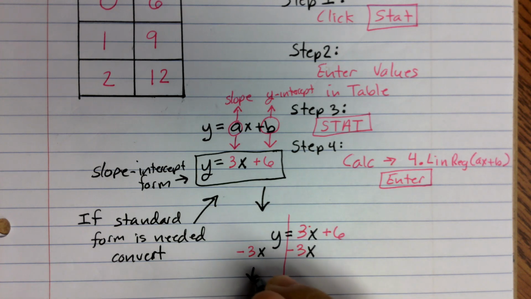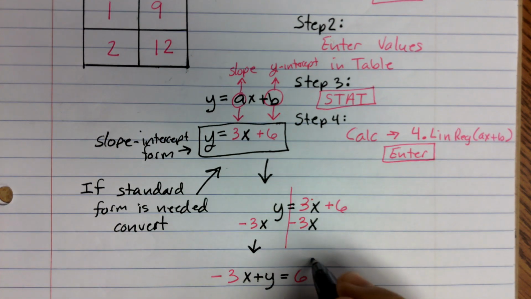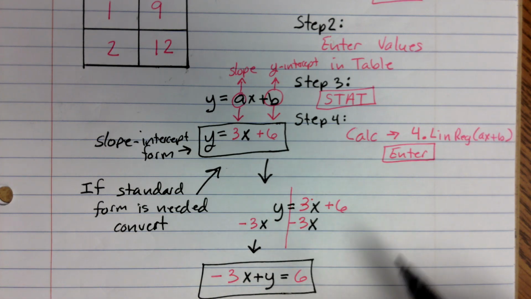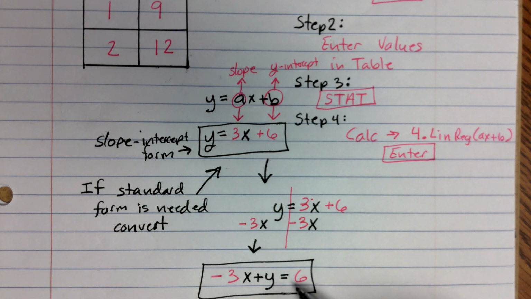And we end up with, because we can't combine an x and a y, our final answer of negative 3x plus y equals positive 6. Because all we did was subtract the 3x to move it over to the left. We could do this because our coefficient of y is 1, and that's exactly what we wanted it to be. So this is standard form, and this up here is our slope-intercept form.